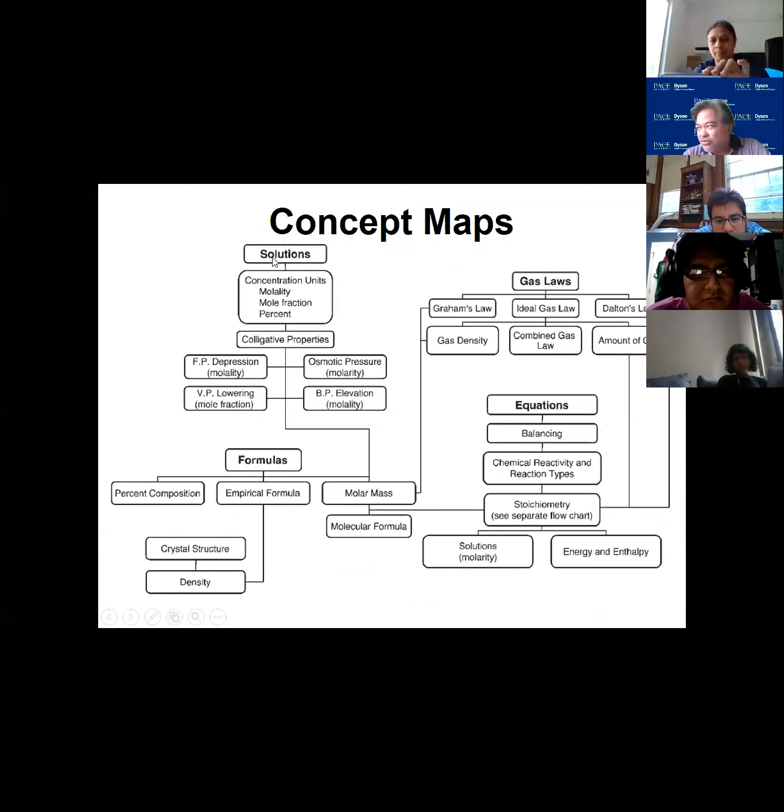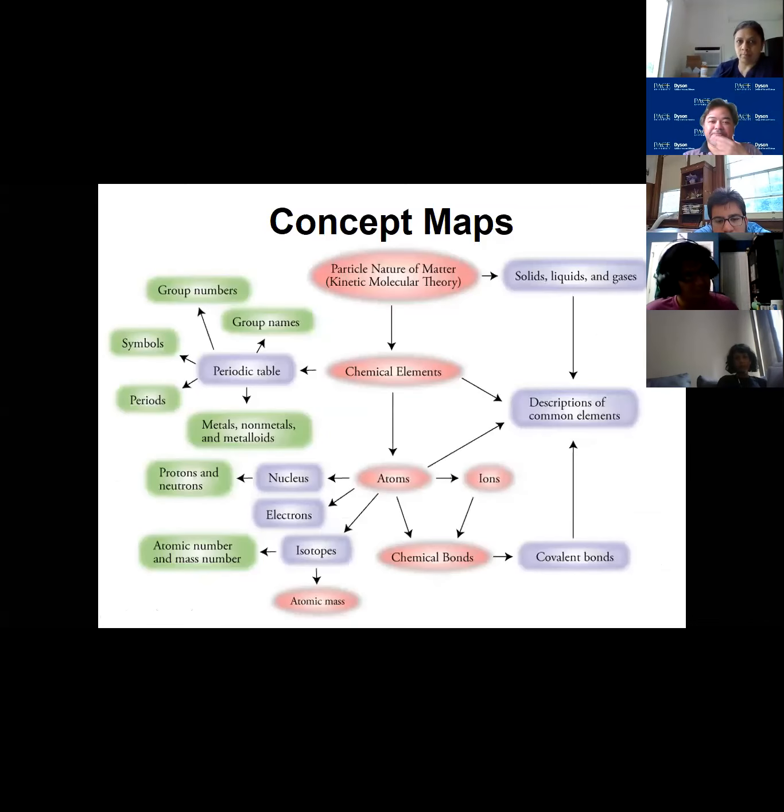You can start with the solution that can be described in terms of the different concentration units, which is dependent on the colligative properties. And among these colligative properties are this one. Now, in one of the solutions there, you will be associated with the molar mass, which can be related to the gas law. Now, the molar mass can also be related to the formulas and indirectly to the equations. Or you can do it like this.